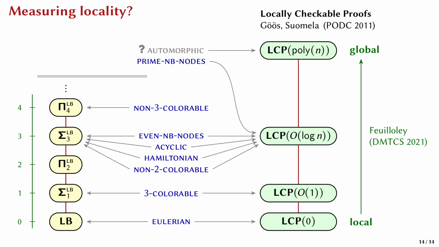Conversely, I've mentioned that in the left hierarchy it's relatively cheap to negate properties. It costs at most 3 levels of alternation. This allowed us, for instance, to place non-3-colorability at most at level 4. But Göös and Suomela have shown that the same property requires almost quadratic size certificates in the right hierarchy. So there it's almost maximally global. So this leaves us with two potential measures of locality that agree on many things, but not on everything.